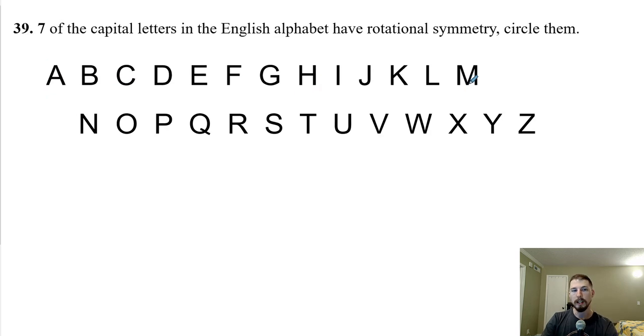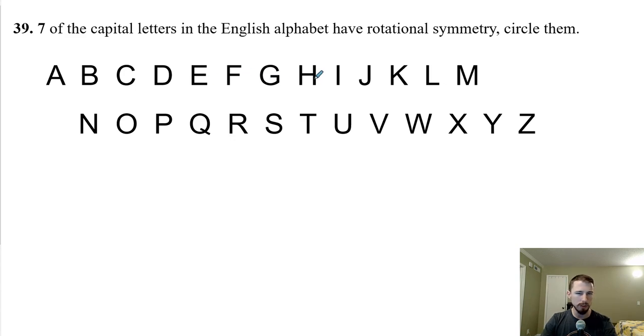What about the 7 capital letters in the English alphabet that have rotational symmetry? If we can rotate them 180 degrees or less and they match up again, then we have rotational symmetry. So A would have to go all the way around. That's not going to work. B has to go all the way around. C has to go all the way back around. D, no. E does not, F does not, G does not.